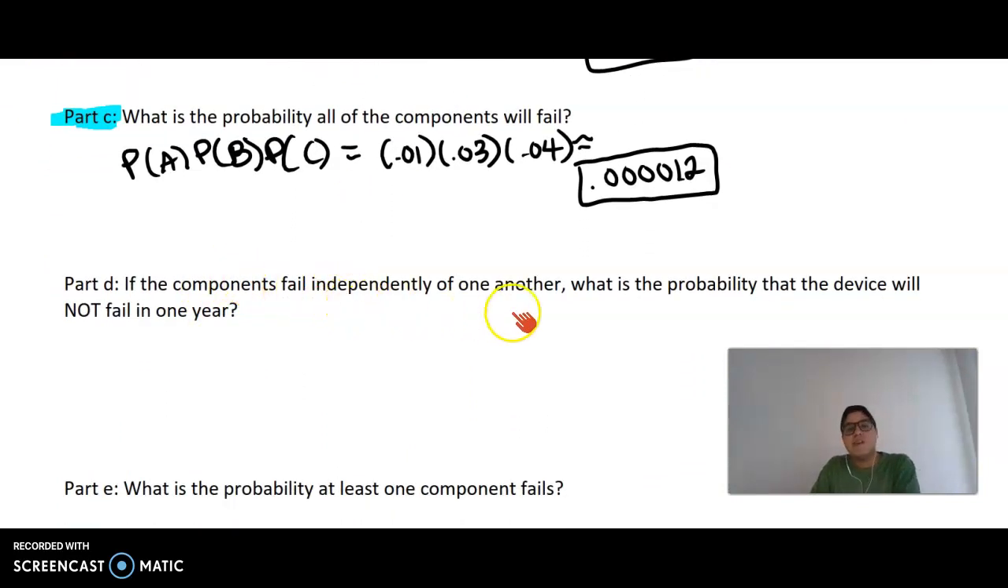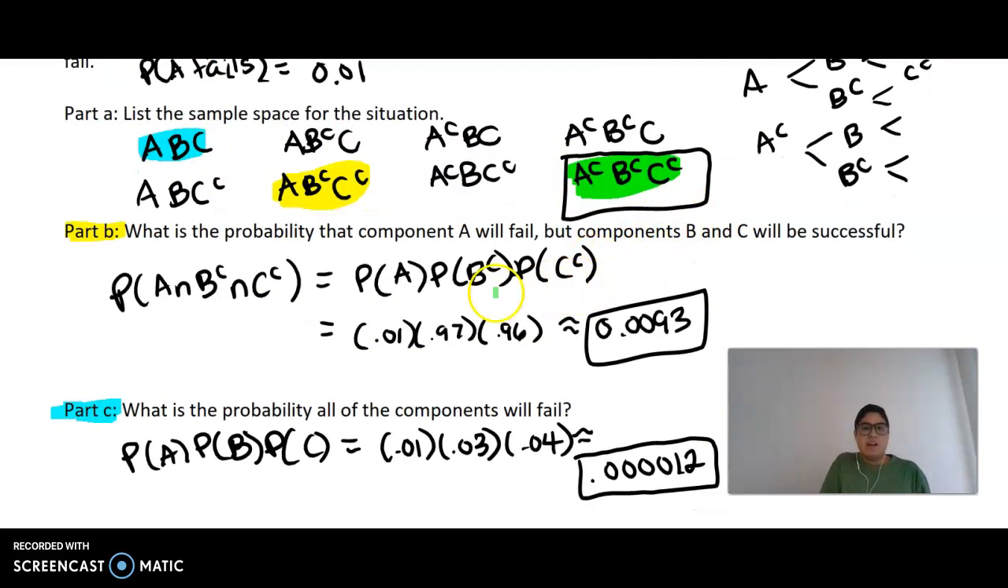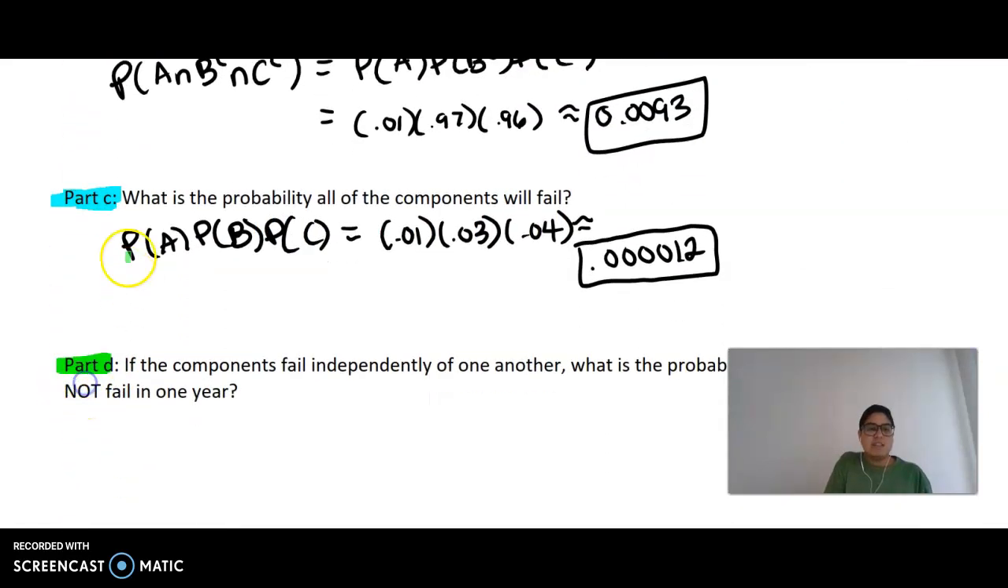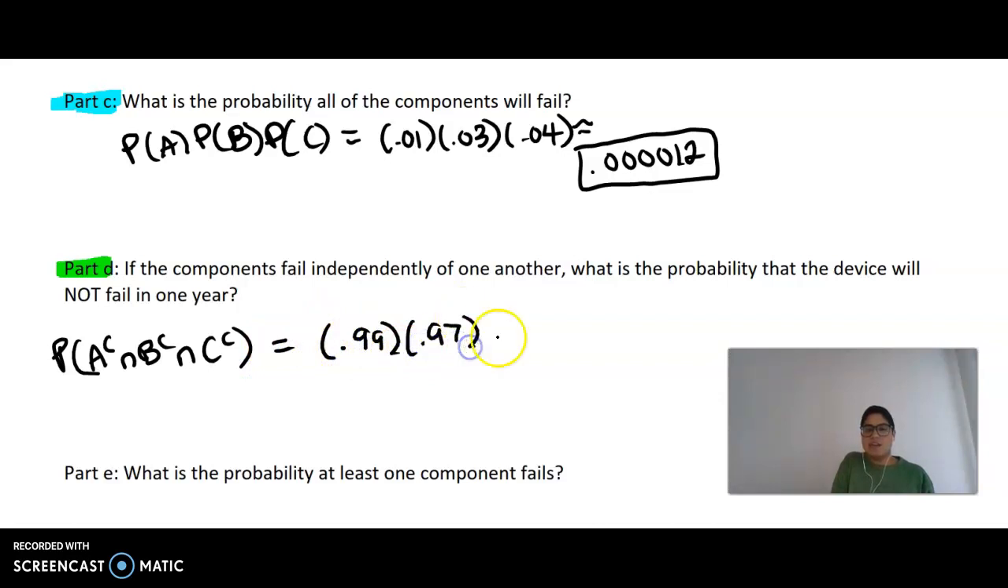Now here it says if the components fail independently of one another, we finally have confirmation, what is the probability that the device will not fail? So we want the device does not fail, meaning we want all successful attempts. Remember this space that I highlighted here, that is, or boxed in, that is this event here. So here in part D, I want that they are completely successful, meaning that I'm just going to multiply all the complements together. So I want A is successful, I want B is successful, and I want C is successful. I think you get the idea here, but I'm going to have 0.99 times 0.97 times 0.96. It's going to give me roughly about 0.9219.